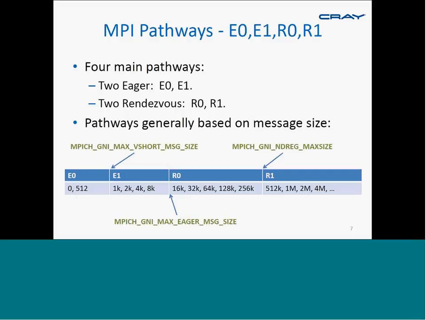And then what you see in green, with the arrows pointing to the divisions between the 4 columns, is the environment variable that you can use to change the transition. So, for example, you see MPICH_GNI_MAX_VSHORT_MSG_SIZE set to 512. That defines the boundary between taking the E0 and E1 path as a 512 byte message. So anything larger would take E1 up to the max E1 path, and smaller would take E0. And so there are environment variables defining all of the thresholds.